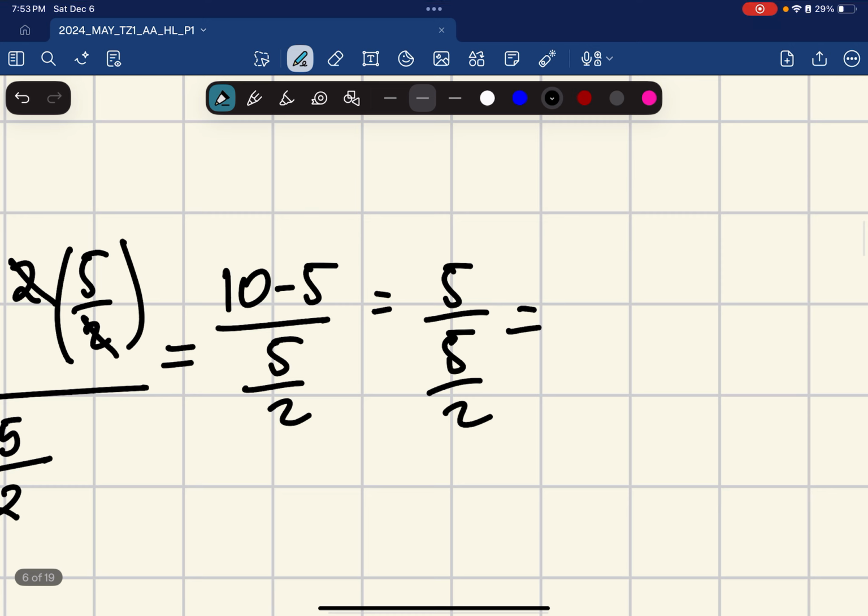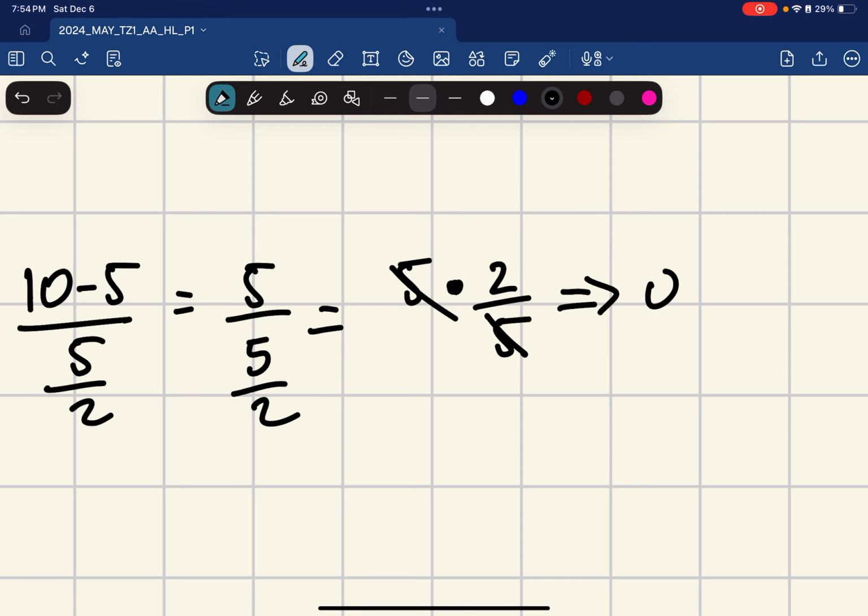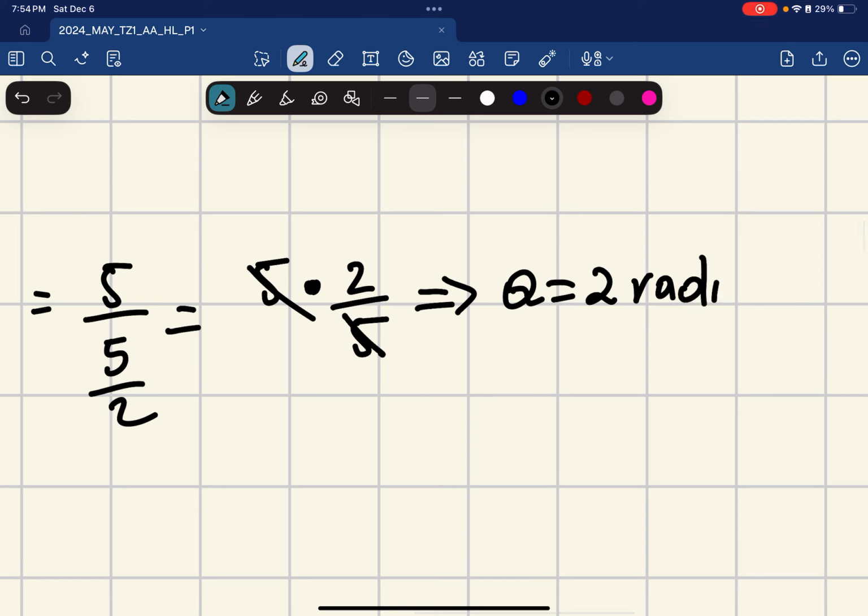And if I do the keep, change, flip, I'm going to keep the one on top, and I'm going to change the division to a multiplication, and I'm going to flip the bottom one. So it's going to be 2 times 5. So my theta is actually equal to 2 radians. And that is how you find it. And that is your answer.